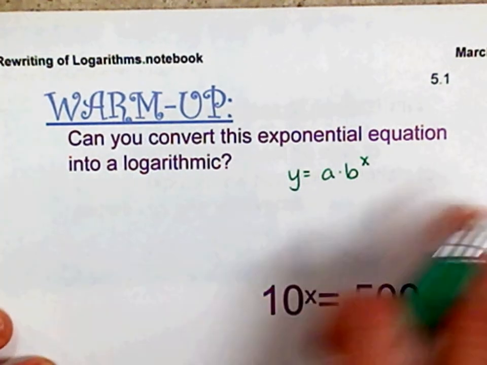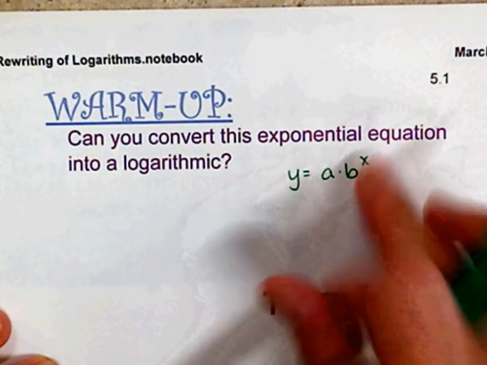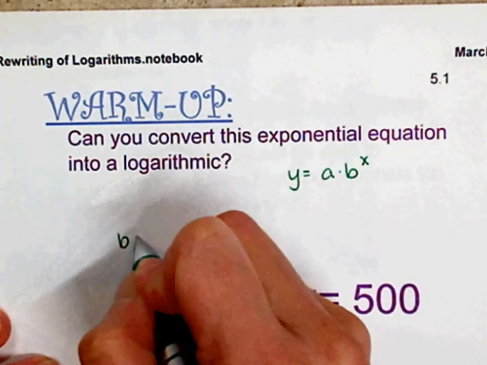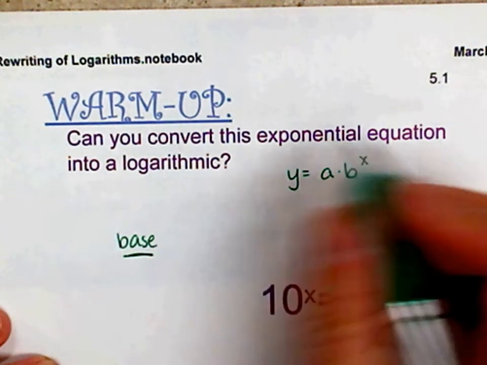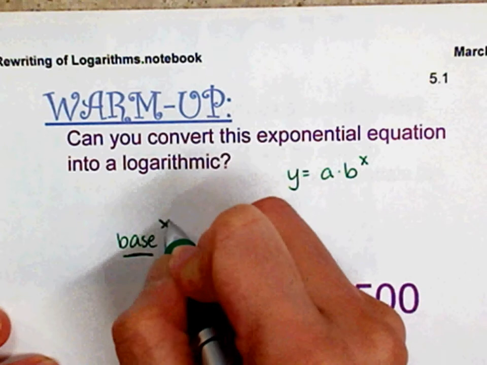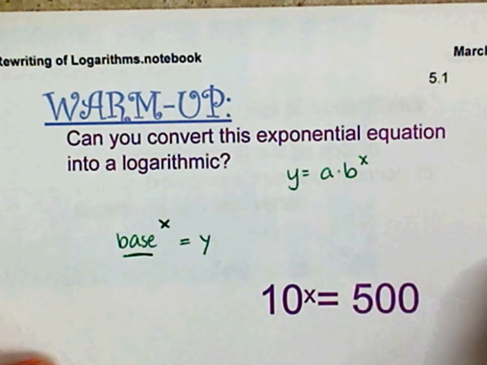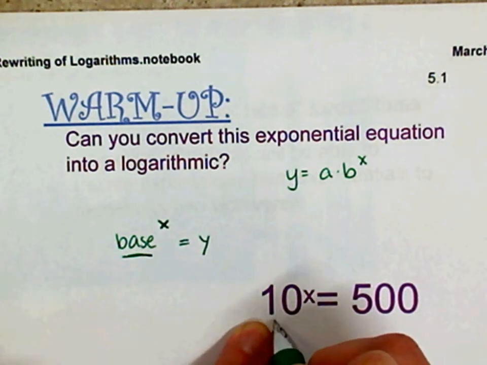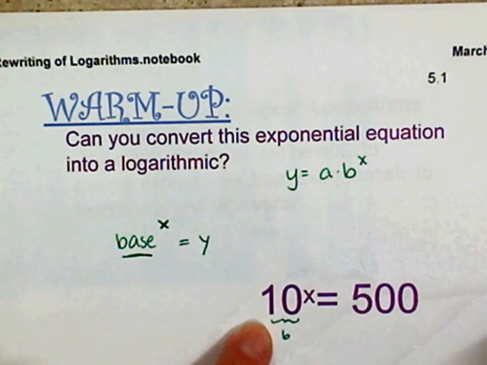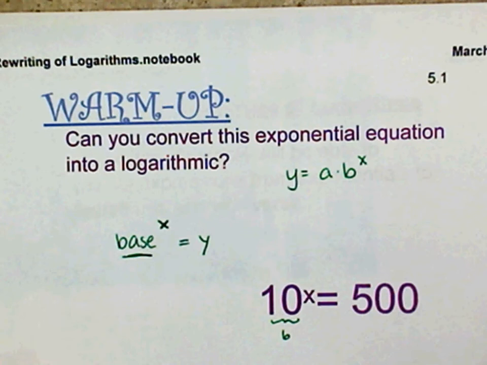So before you start, let's talk a little bit about a few things. I'm going to rewrite this. You have your base, okay, and you raise it to the x power. That gives you your y. Do you see that right there? That's what I have. What is your base? Your base here is a 10, raised to the x equals 500. I think of it as saying b to the x equals y.